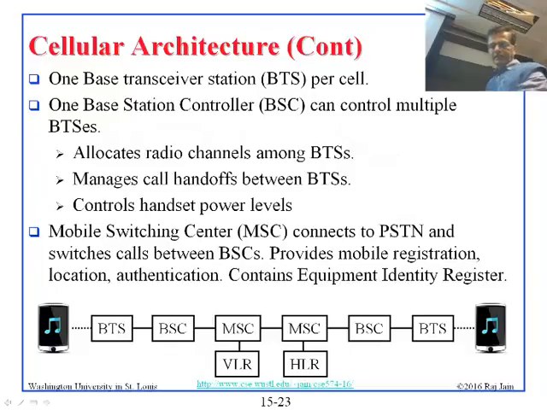So 1 BTS per cell, 1 BSC can control multiple BTSs and allocate radio channels among BTSs. So then it can tell the tower what to do with what frequency, what user, all that map that you saw can come from the BSC. Manages the call handoffs between the BTSs. When you go from one tower to the next tower, this controller knows that's happening. And control handset power levels.